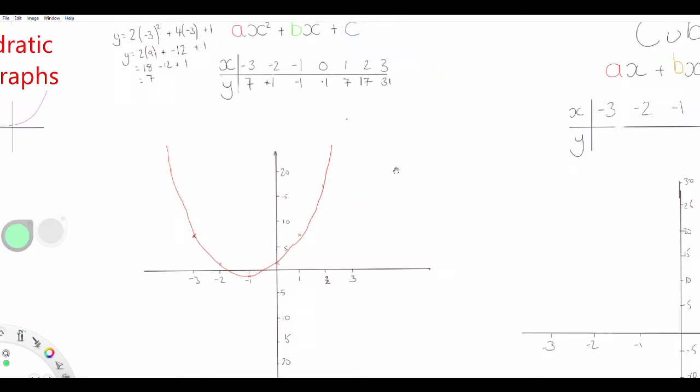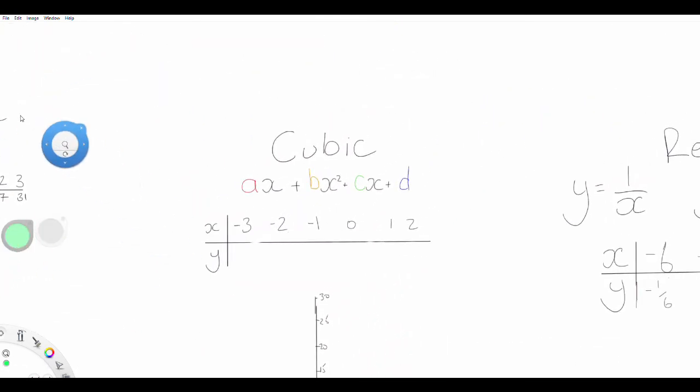So next one, let's now look at a cubic. A cubic is where we have an x cubed and an x squared term. And again, it works the same with a, b, c, and d. They're all different coefficients of the terms. They could be 0, and it just means that you won't have that particular x term in your equation.